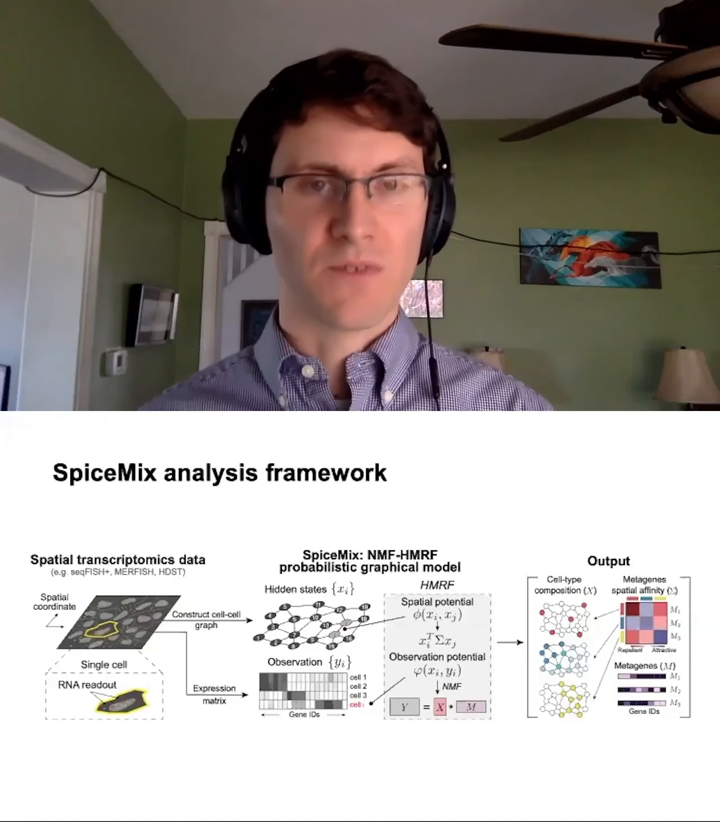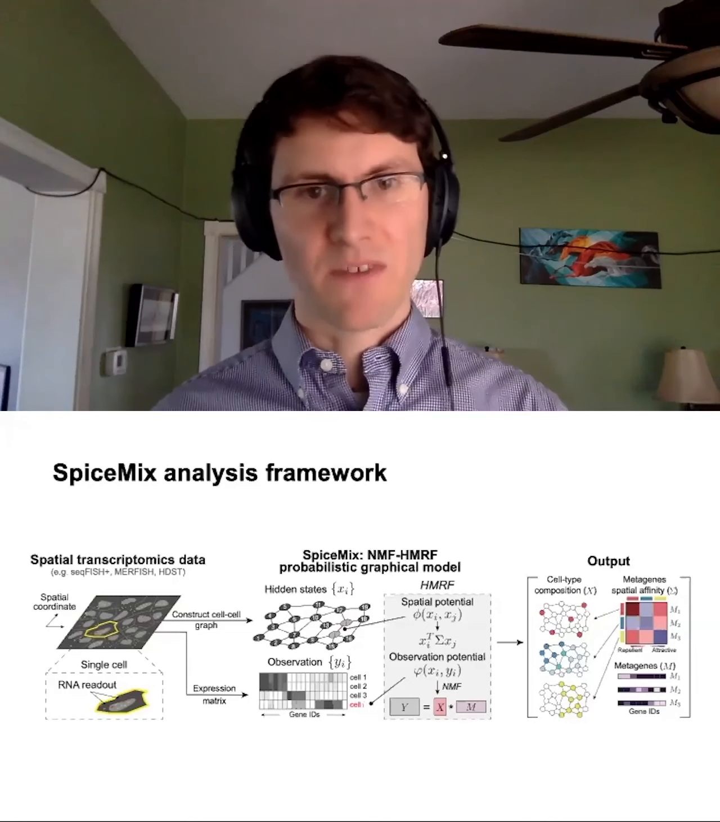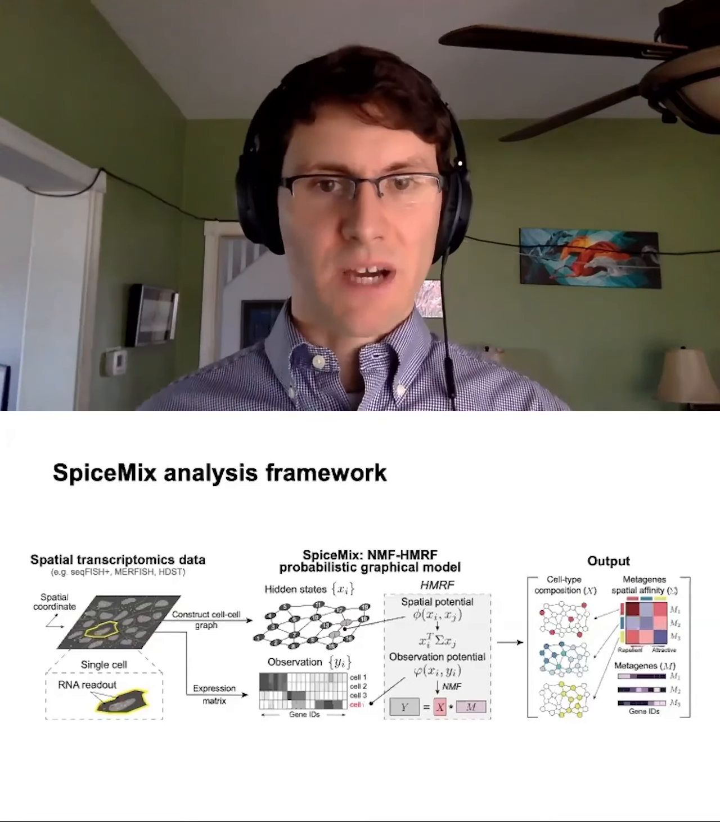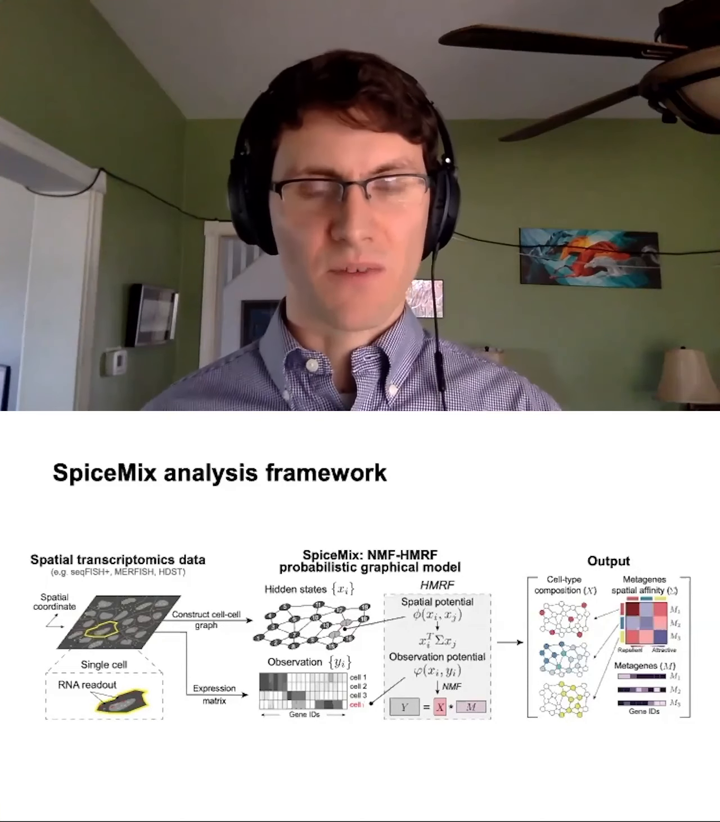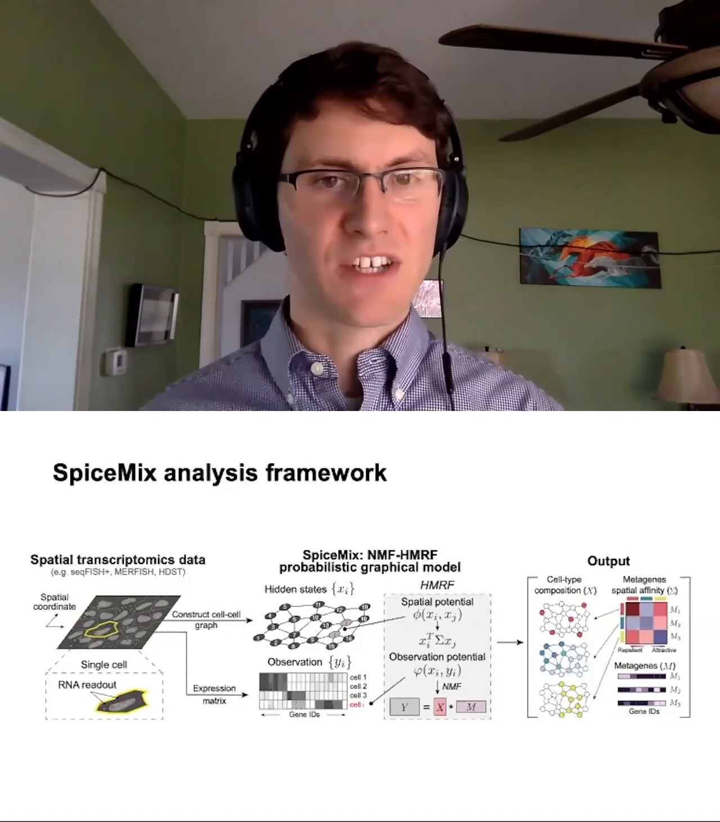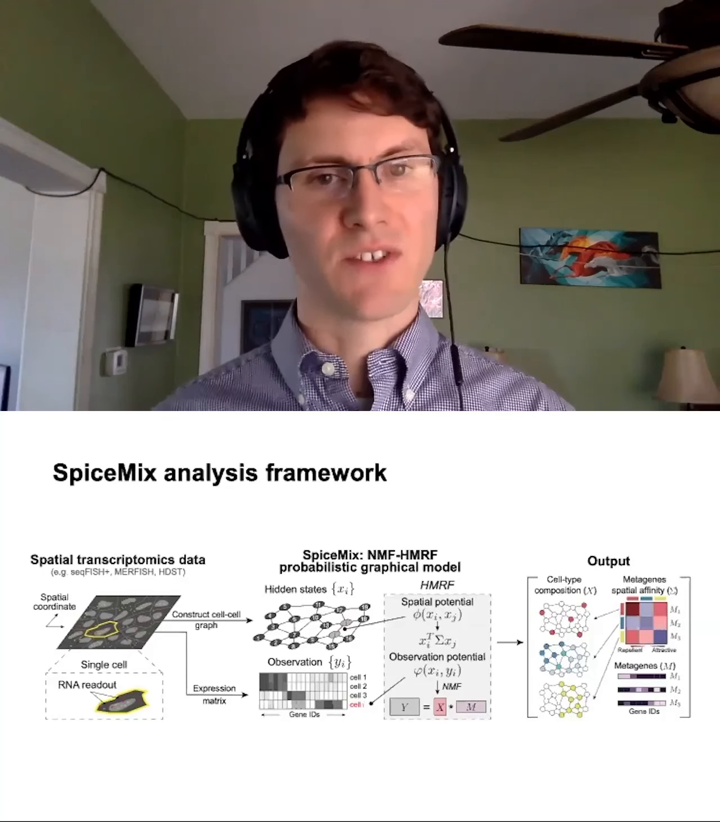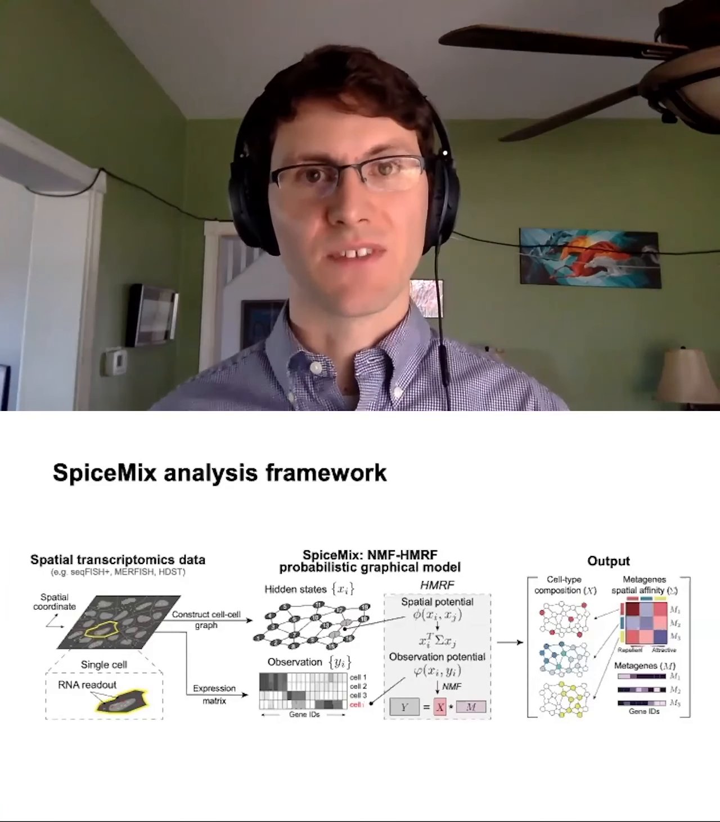Once we fit the model to the data, that provides us with the cell type composition X here on the right, which are the different latent representations of these cells, which we can then use to explore the different factors of the cell's identity.